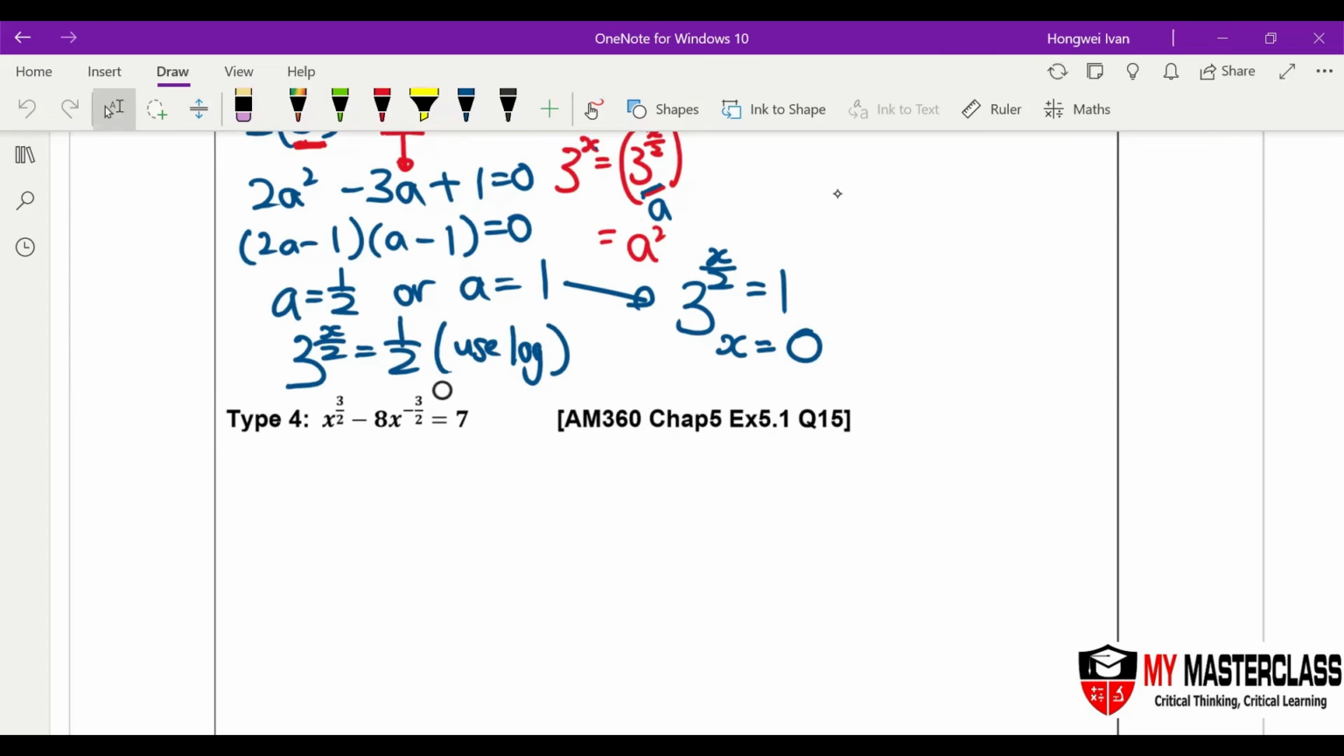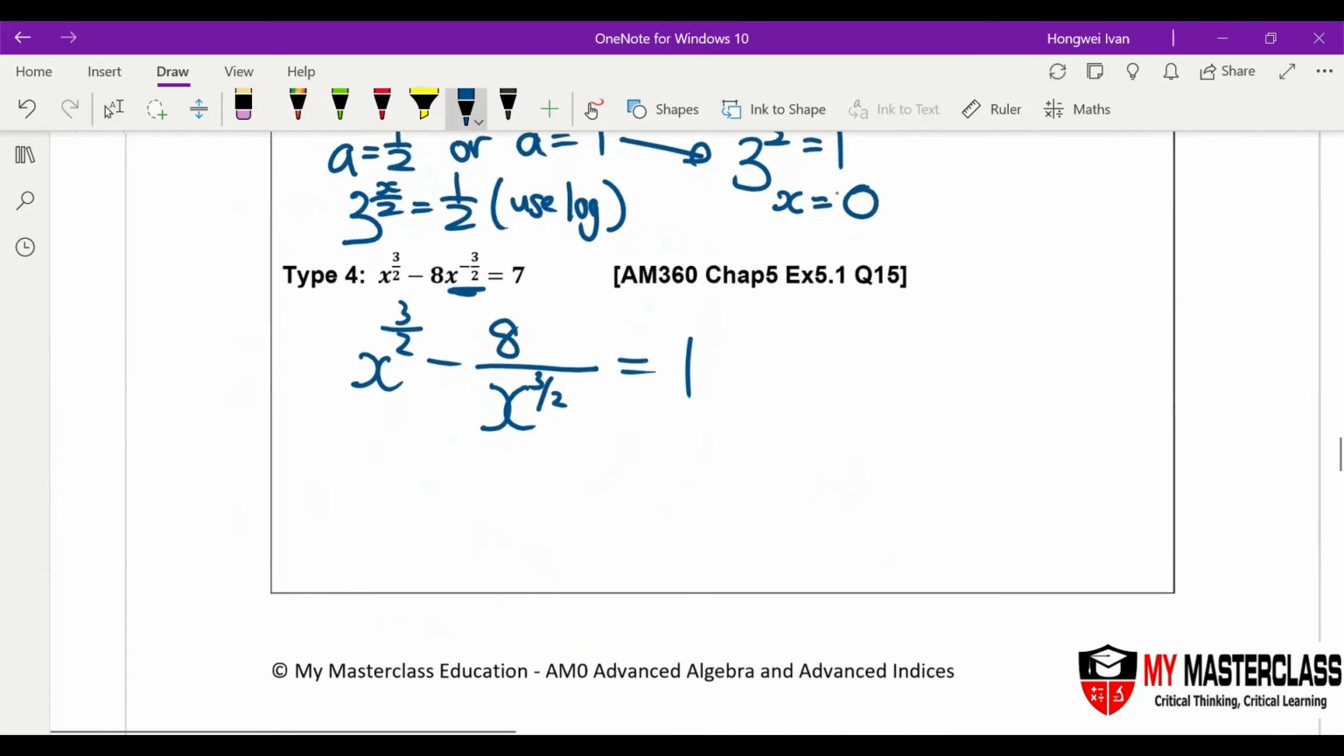Again, what must you settle first? Always settle the negative power. x power 3 over 2 minus. Can you see the negative power only belongs to the x? So the 8 doesn't go down, only the x goes down. The 8 cannot go down because the negative power only belongs to the x.